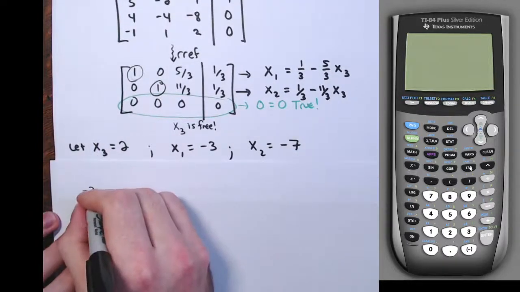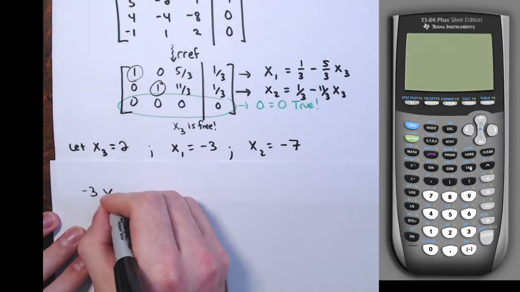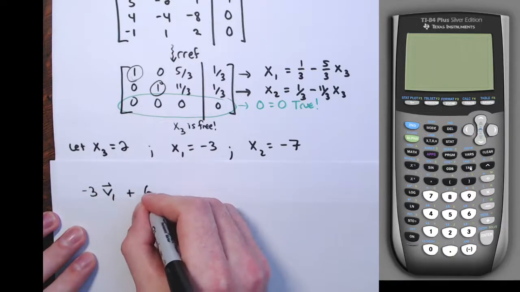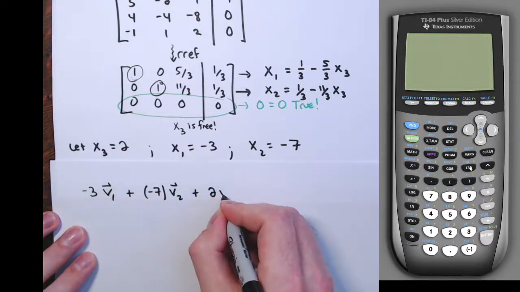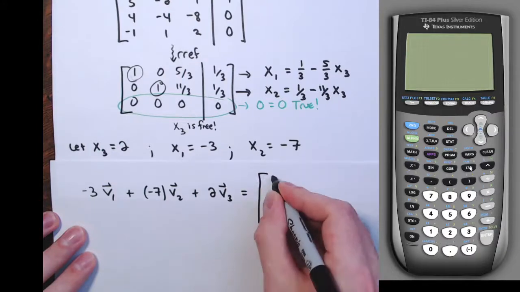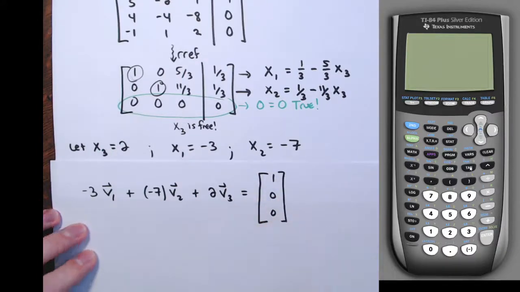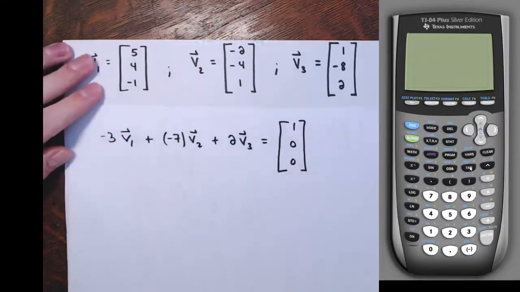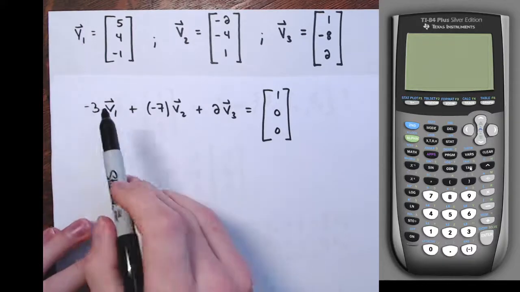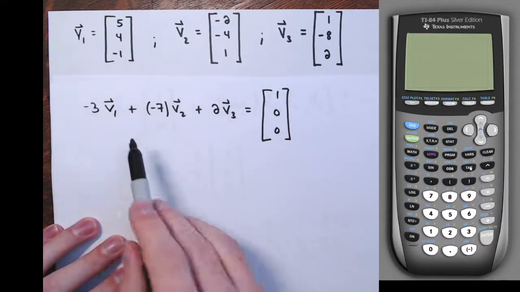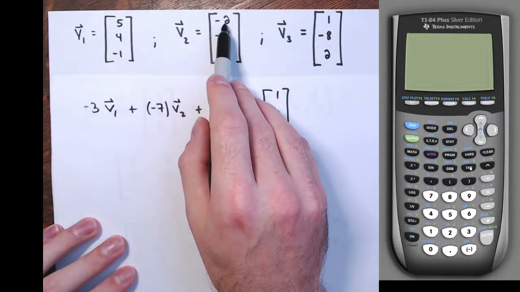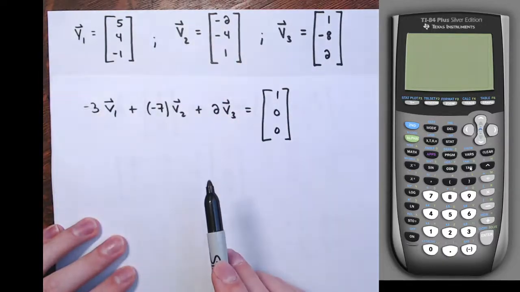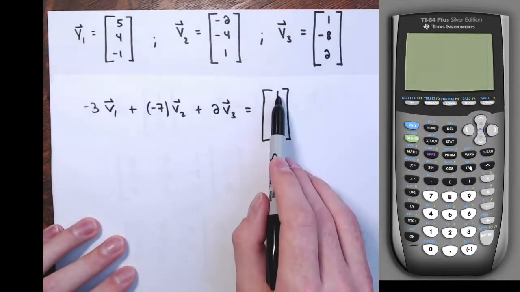So if I take negative 3 times v1 plus negative 7 times v2 plus 2 times v3, that should give me the vector 1, 0, 0. Let's go back to those vectors. Here was v1, v2, and v3. Let's just do the first components. Negative 3 times 5 is negative 15. Negative 7 times negative 2 is positive 14. That makes negative 1 when I add those. And then plus 2 times 1 would be positive 1, yes.